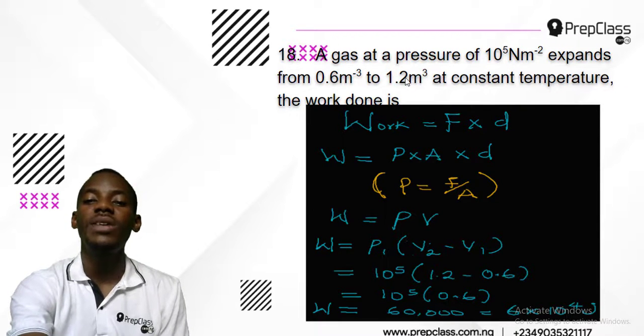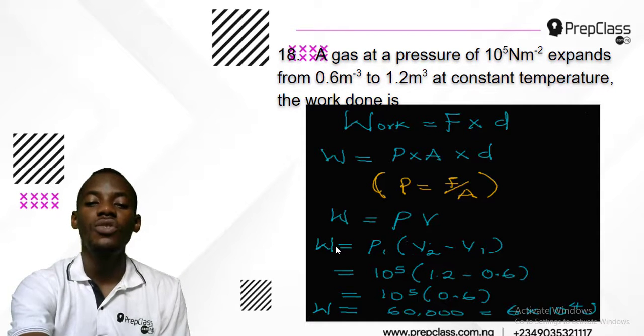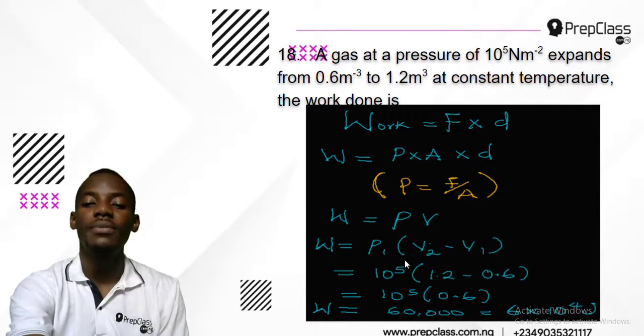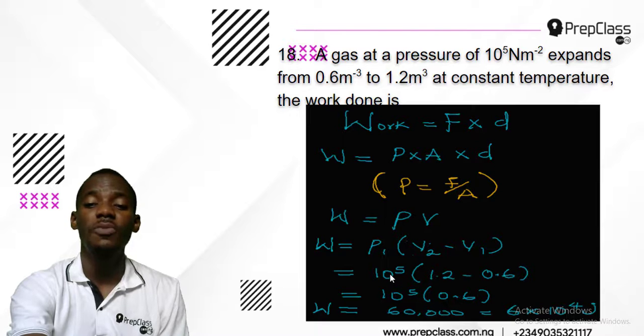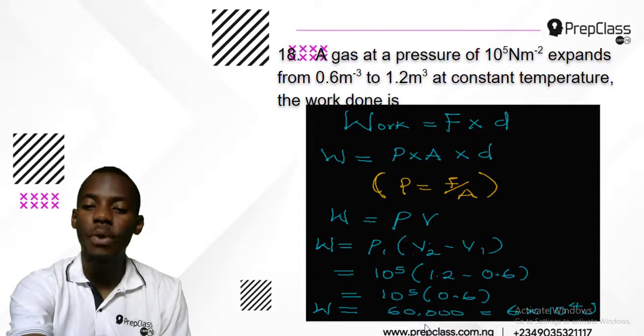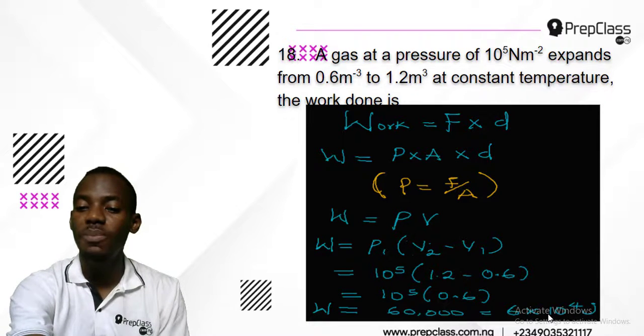Now, I was given 2 volumes, so I will just substitute them in and subtract them. I will find their difference. So work is now pressure times volume 2 minus volume 1. My pressure is 10 raised to power 5. The first volume is 1.2, second volume is 0.6. If you subtract, then you'll be having 0.6 times 10 raised to power 5, and that will give you 60,000. But you can now make it to be in standard form. That will become 6 times 10 raised to power 4 joule.